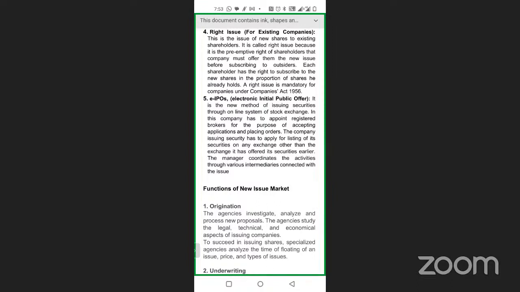Because nowadays everything is an online system, that's why IPOs also came along with the online system or electronic system, that's why it is called EIPOs. Through the online system you buy from the stock exchange, and the company has to appoint a registered broker for this particular purpose, who accepts the applications and delivers the values.